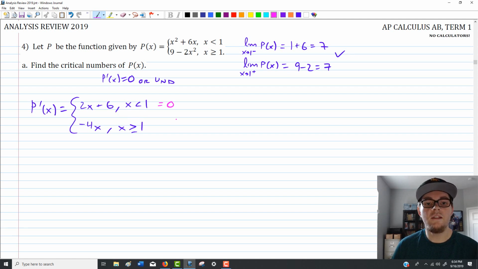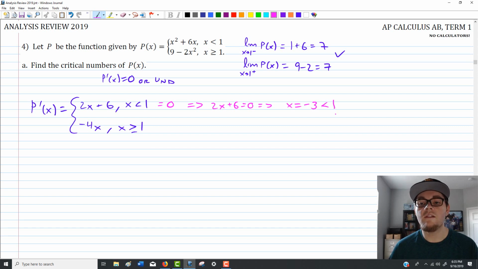First possibility is that the top branch equals 0. That's going to occur at x equals negative 3. Because of course what I'm solving, sorry, went too fast, is 2x plus 6 equals 0, and that occurs when x equals negative 3. So now, important for us to note, negative 3 is less than 1, which means this is in fact a critical number. So over here, if we're looking at our critical numbers, like we've found one, we have in our inventory x equals negative 3.